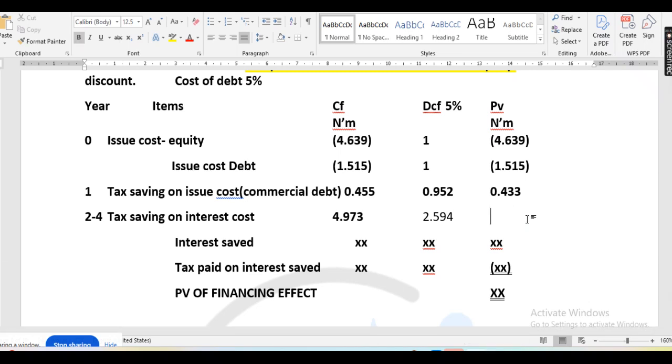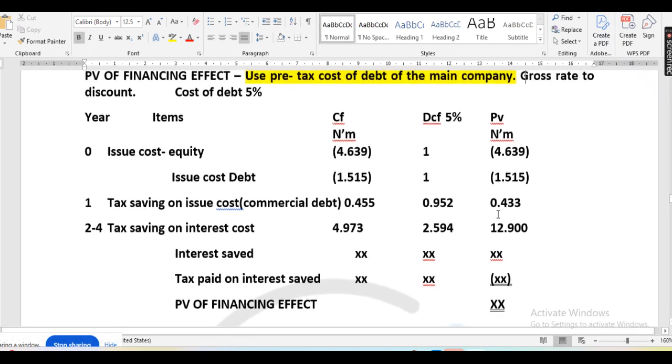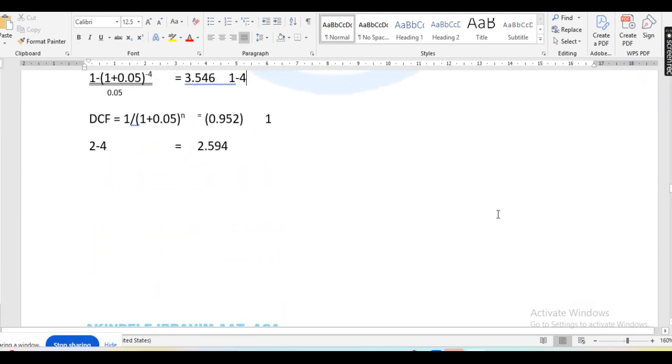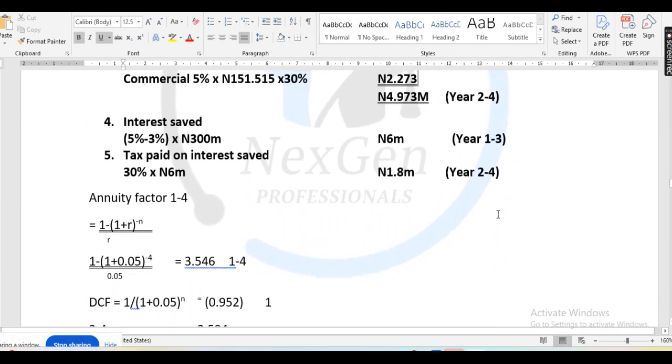So when you multiply, what do you have? 12.900. Okay. So the next one is interest saved. So we go up. Okay, wait, let me finish this.